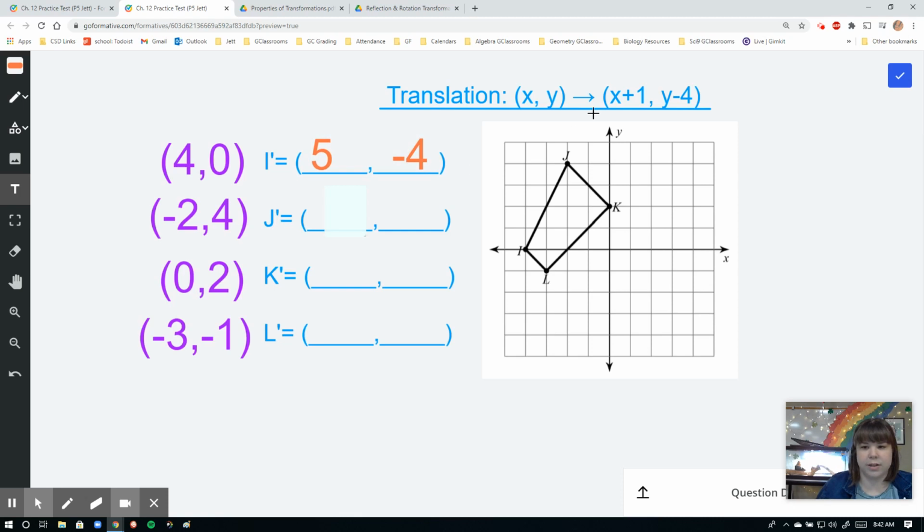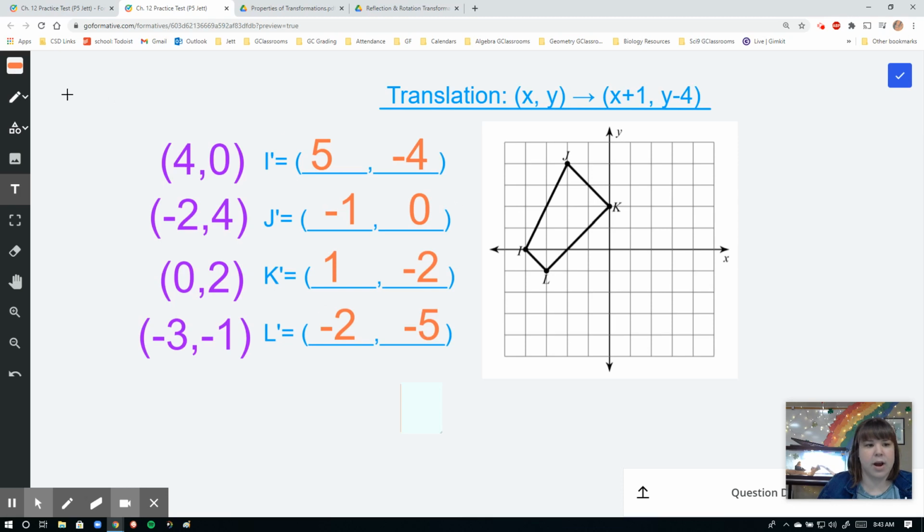For J prime, we need to do negative 2 plus 1. Well, negative 2 plus 1 is still going to be negative 1. And then 4 minus 4 would get us 0. For K prime, 0 plus 1 would give us 1. And 2 minus 4, kind of a tricky one, 2 minus 4 would give us negative 2. Last one, we need to do negative 3 plus 1, so that gets less negative, so we get negative 2. And then negative 1 minus 4 would give us negative 5. So those are our points.